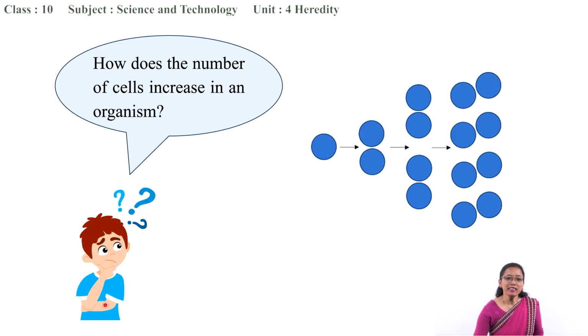Just see here, this boy is thinking, how does the number of cells increase in an organism? He sees different things around him. When an organism is born, its size is very small, but slowly and steadily it grows and becomes very big. So he thinks, how do these things happen? In this picture we can see one cell divide into two cells, then four cells, and again eight cells. How are these cells multiplied in the organism?